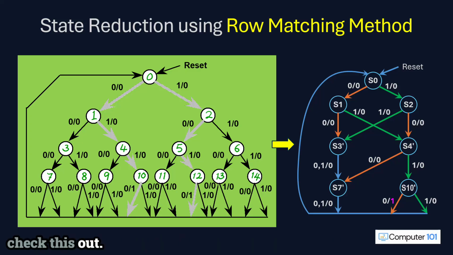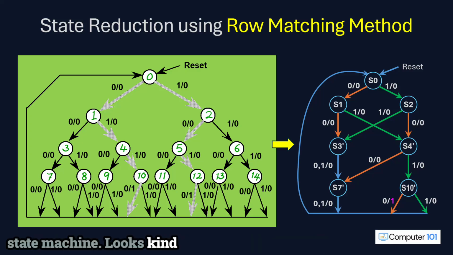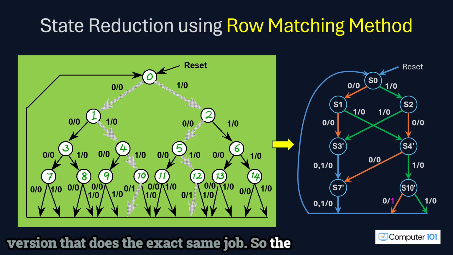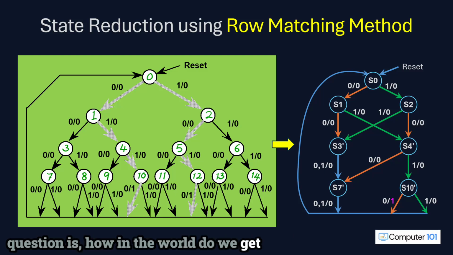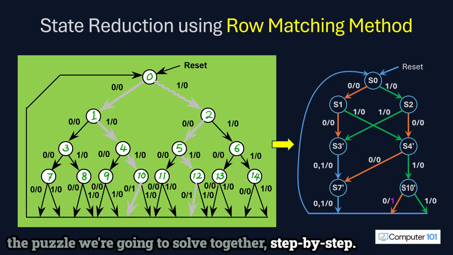Okay, so check this out. On the left, we've got this sprawling 15-state machine. Looks kind of like a tangled web, right? And on the right, you see this sleek, simple 7-state version that does the exact same job. So, the big question is, how in the world do we get from the mess on the left to that clean design on the right? Well, that's the puzzle we're going to solve together, step by step.